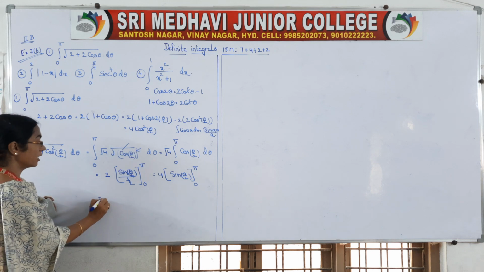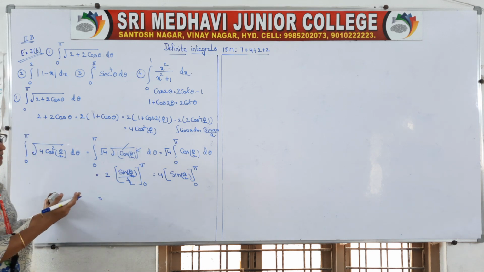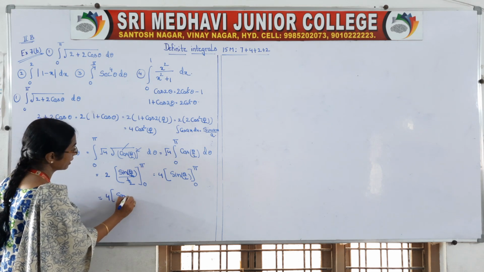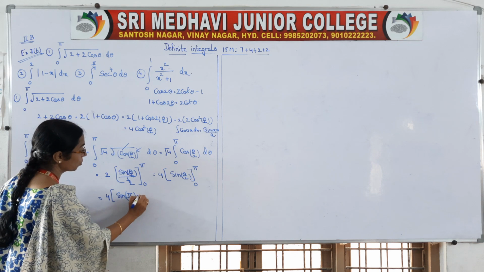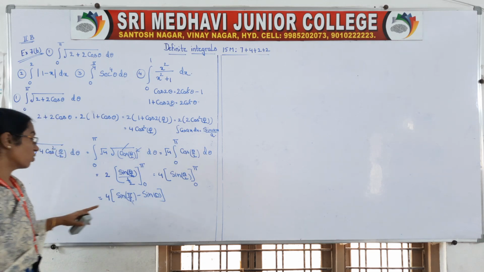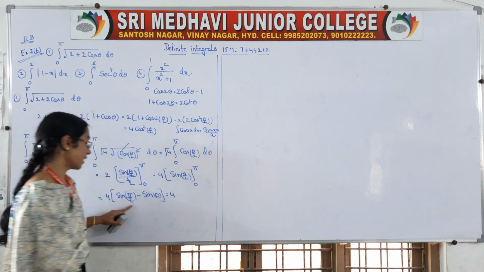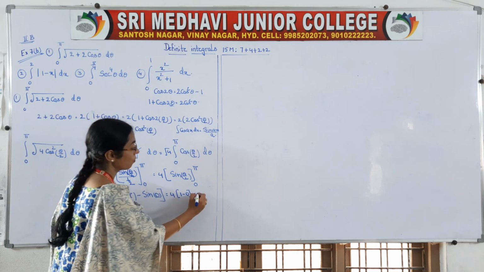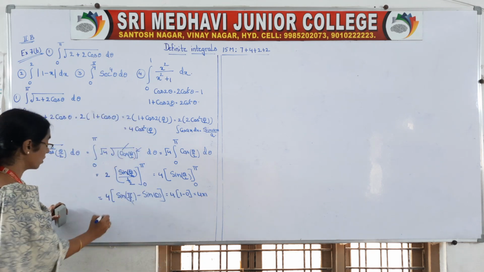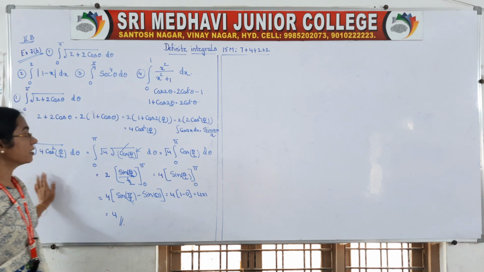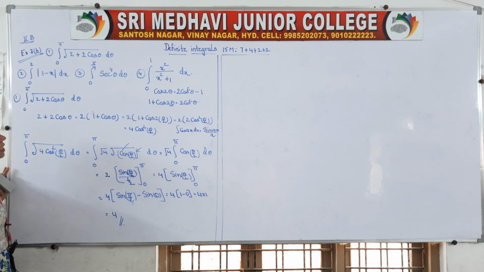So first in the theta place we substitute the upper limit, next in the theta place the lower limit. So 4 into sine pi by 2 minus sine 0 by 2, which is 0. Sine 90 is 1, sine 0 is 0, so 1 minus 0 is 1, and 4 into 1 is equal to 4. That is the answer for this problem. If you know this formula, we can easily solve it.